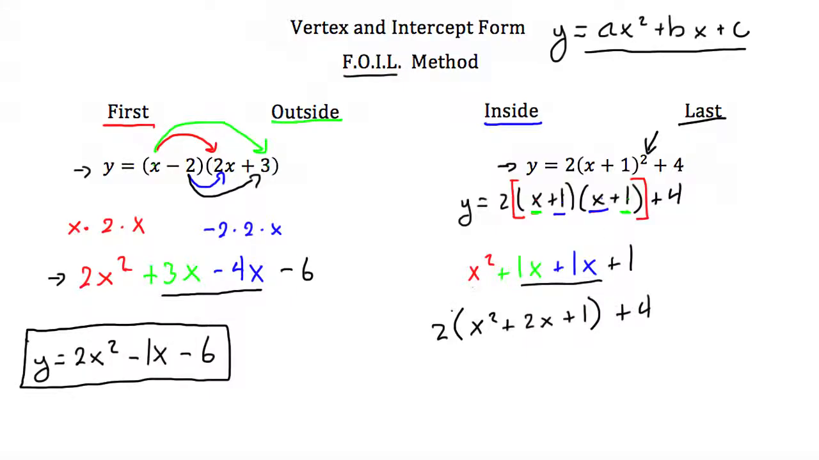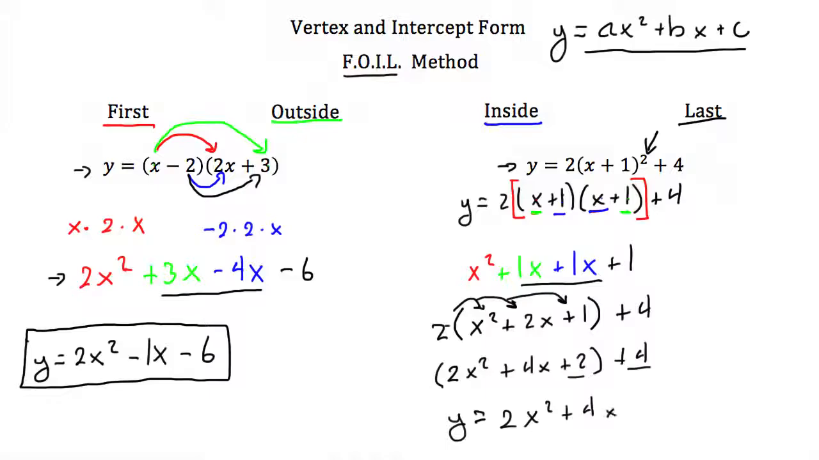So our next step then will be to distribute this 2 inside the parentheses. So 2 times x squared will be 2x squared. 2 times 2x will be 4x. And 2 times 1 will be 2. We still have this plus 4 on the end, so if we combine this with our plus 2, our equation in standard form will be 2x squared plus 4x plus 6.